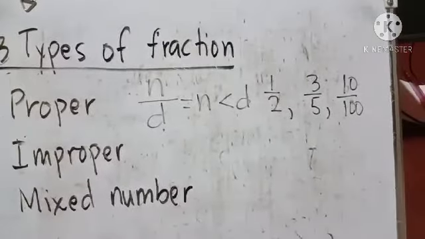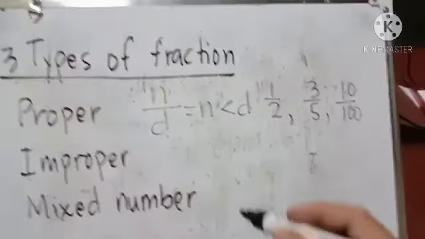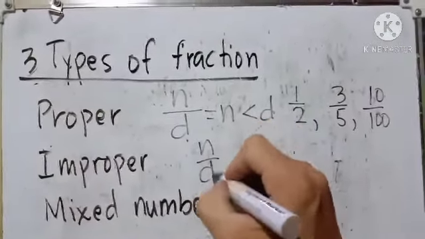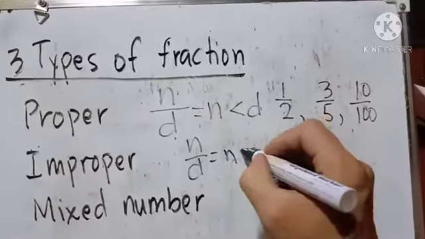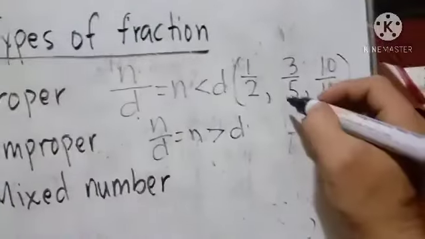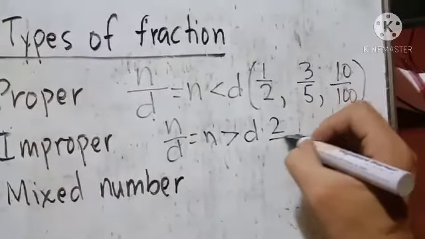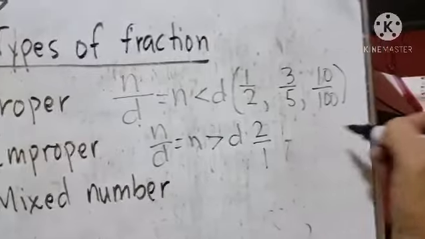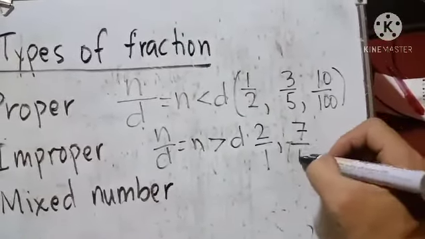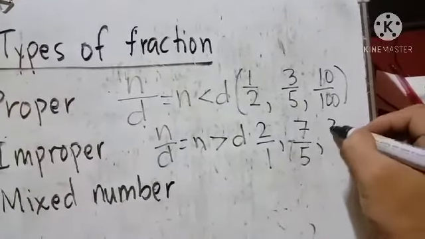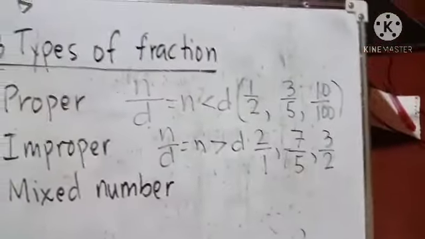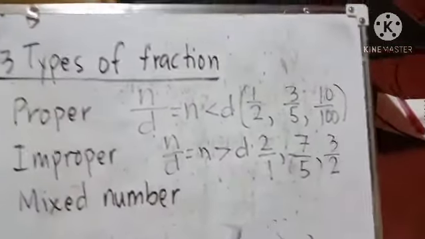Now how about improper? That is the inverse of proper fraction. Improper is when the numerator is greater than the denominator. For instance, we have 2 over 1, or 7 over 5, or 3 over 2, or 3 halves. Those are examples of improper fraction.